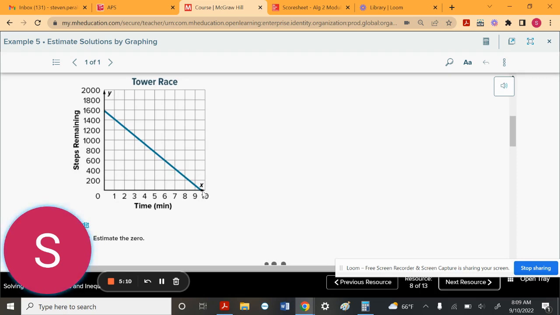Look at around 9.5, somewhere around 9.5. So that means in 9.5 minutes, we have no more steps remaining. So that means that we get to the top of the tower in 9.5 seconds, or minutes, sorry, 9.5 minutes, not seconds. Okay, so that's what that means.